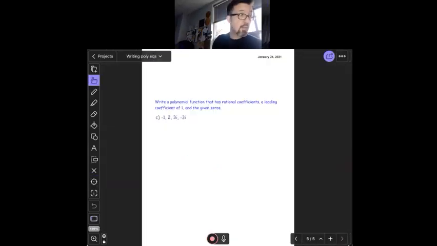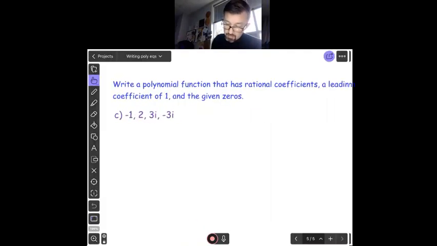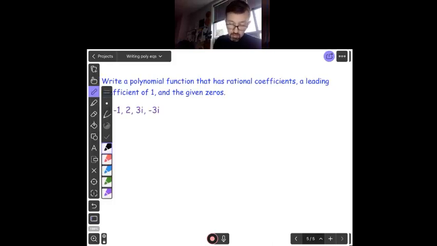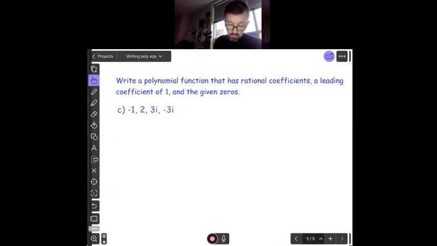All right, last one. So what if some of the answers are imaginary? You guys have solved equations and gotten imaginary answers. Well, how do I write an equation that has imaginary answers? It starts off the exact same way as the other ones. First thing we do is write it in factored form.